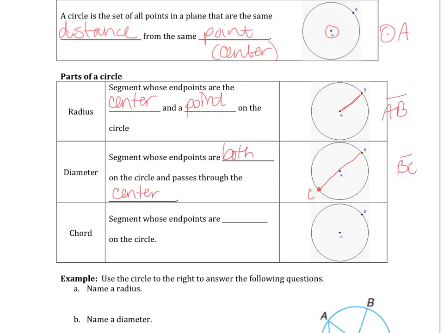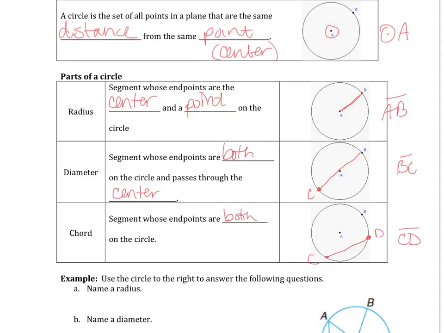Last definition here is a chord, and it's a segment, again, whose endpoints are both on the circle. The difference between a chord and the diameter is that it does not go through the center of the circle. So I'm going to name this CD here. So this is segment CD.